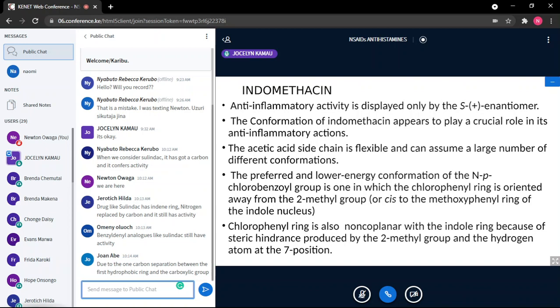Joanne, the carbon separation between the first hydrophobic ring, that first separation has nothing to do with the nitrogen. That separation is on the other side. We are talking about the indole nitrogen. I have said it is not necessary for activity. I didn't finish the statement. I'm asking what is the proof that it's not necessary.